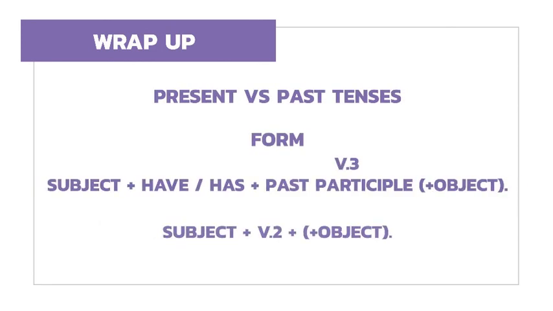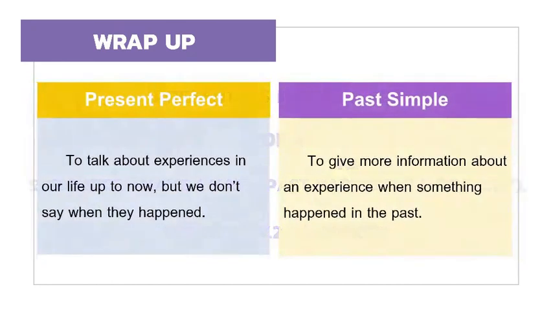Present perfect and past simple tense. Okay, form. Subject plus have or has plus past participle. This is the form of present perfect tense, right? Subject plus verb 2. This is the form of past simple tense, right? Okay, I will show you some conclusions. For present perfect, we talk about experiences in our life up to now, but we don't say when they happened. But for past simple, we give more information about an experience, when something happened in the past.